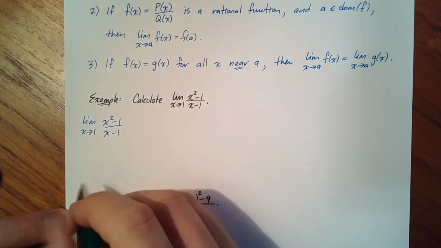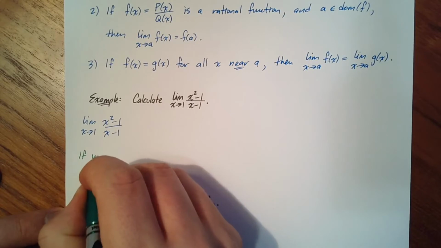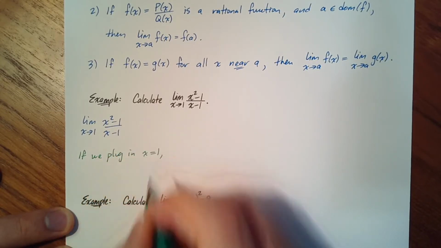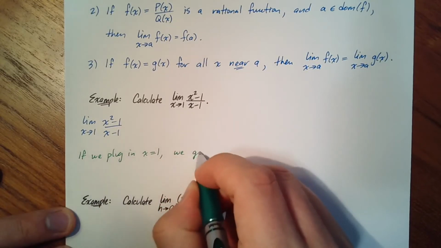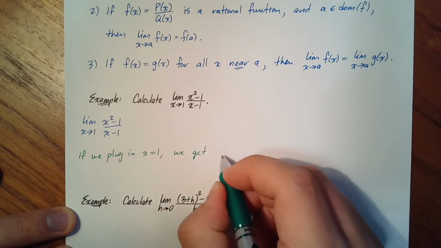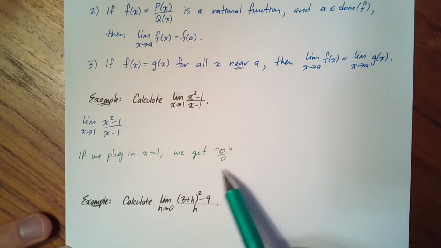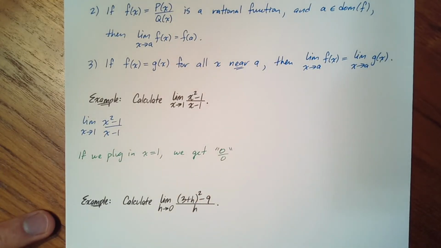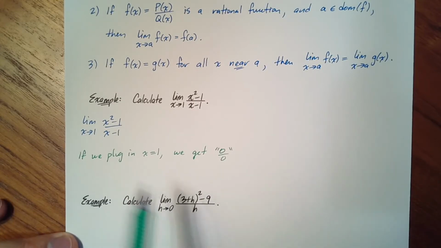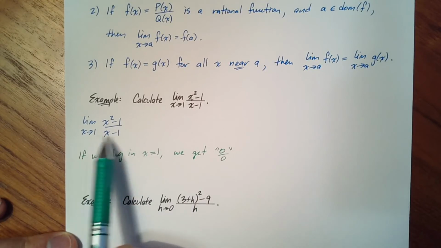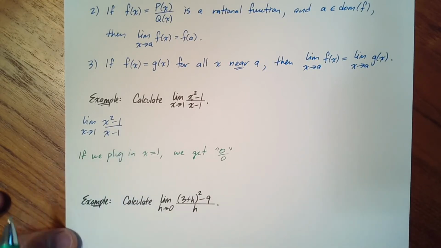Let me make a note. If we plug in x equals 1, we get this "0 over 0." I'm putting quotations around it because this isn't a sensible mathematical expression, but I think we all know what we mean when we write 0 over 0. What we mean is that's what you end up getting if you try to plug the number x equals 1 into this expression. You end up getting 0 on the numerator and 0 on the denominator.